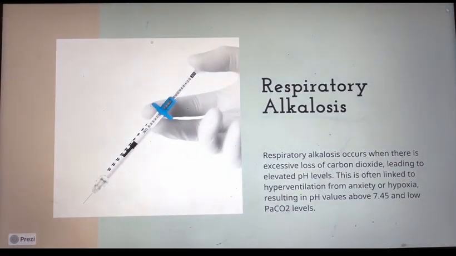Respiratory alkalosis occurs when there is excessive loss of carbon dioxide, leading to elevated pH levels. This is often linked to hyperventilation from anxiety or hypoxia, resulting in pH values above 7.45 and low PaCO2 levels.